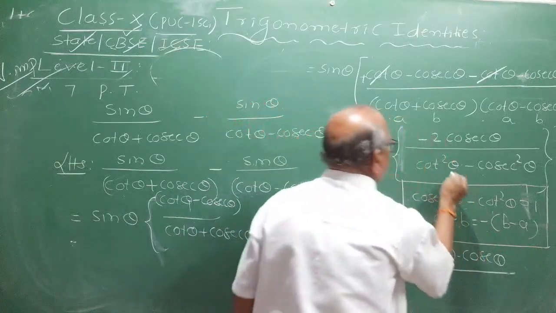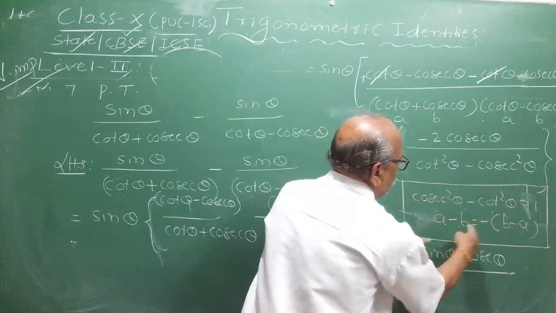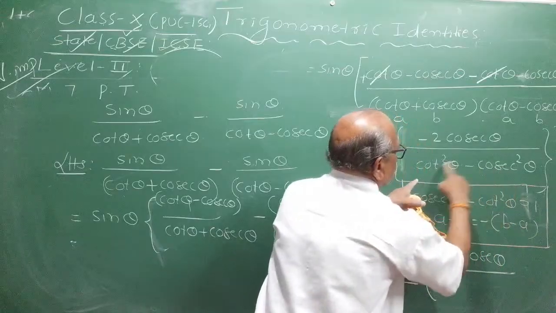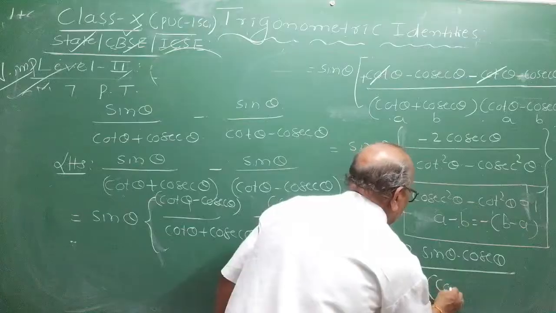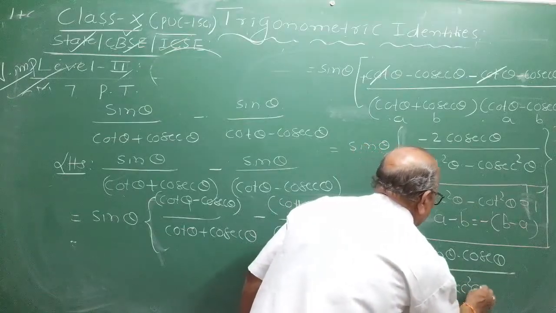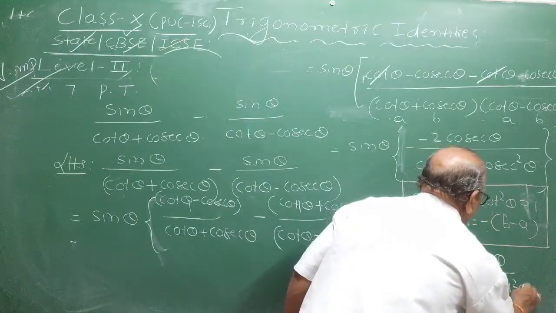Divided by, you take a minus sign outside. Whenever I take a minus sign outside, a minus b becomes what? b minus a. This is a minus b, they will be reversed. You will get what? Cosec square theta minus cot square theta. I hope you are getting the idea.